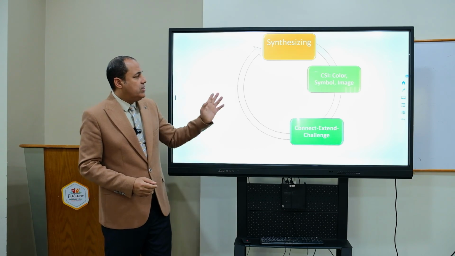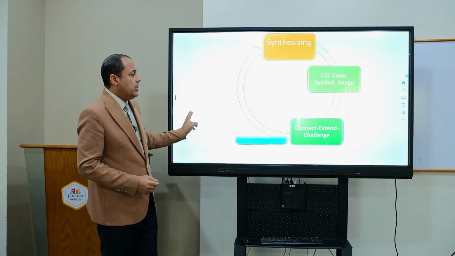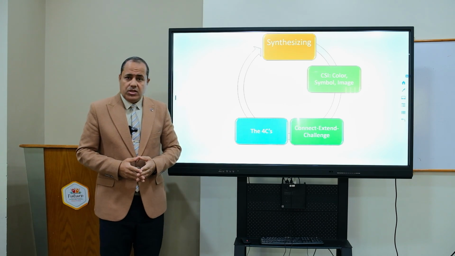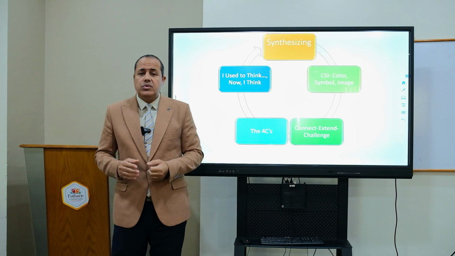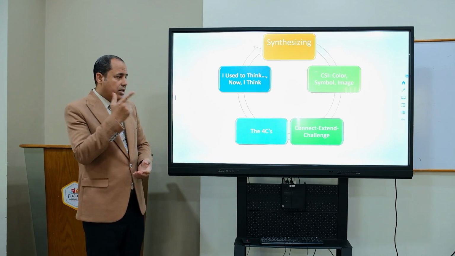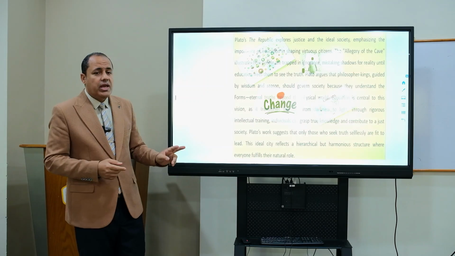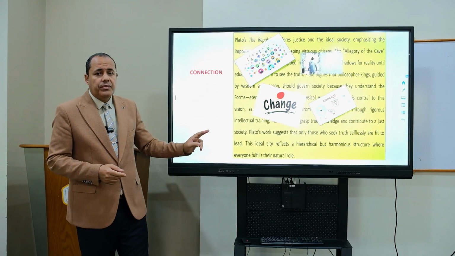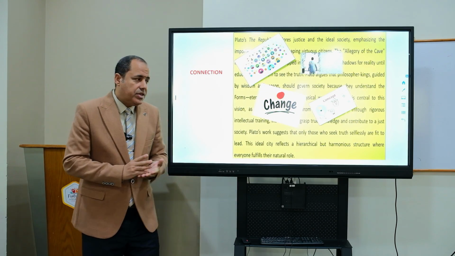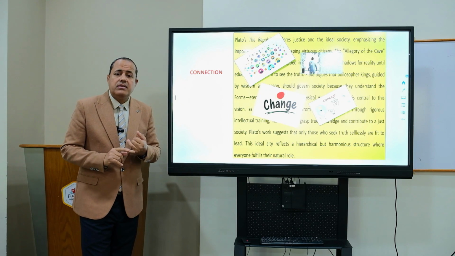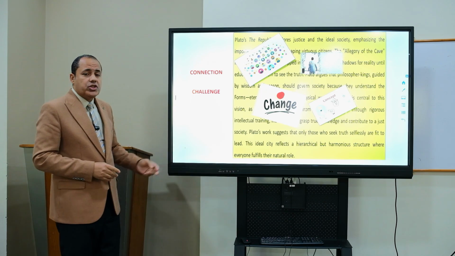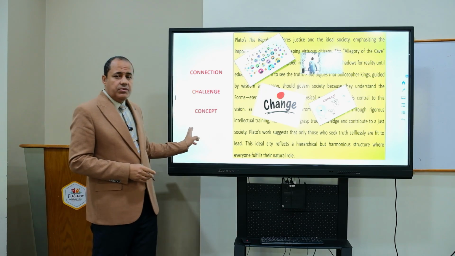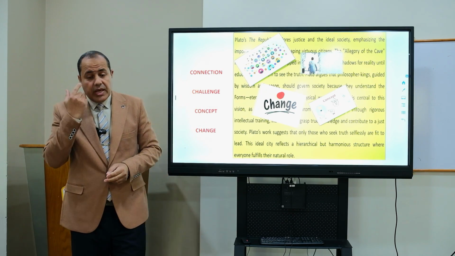The first one is CSI: color, symbol, image. The second one, connect, extend, challenge. The third one, the 4 C's. The fourth one is I used to think, now I think. Let's dig deeper and think about one of those, and our choice will be the 4 C's. The 4 C's, each word has C as the initial. The first one is connection, the second one challenge, the third one is concept, the last one is change.